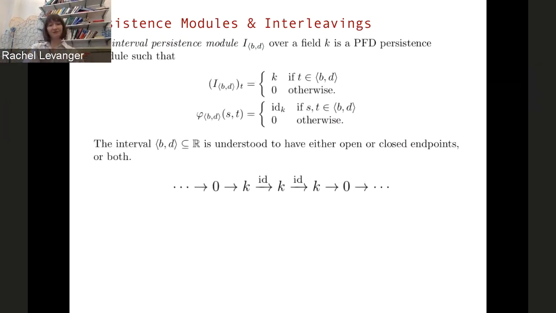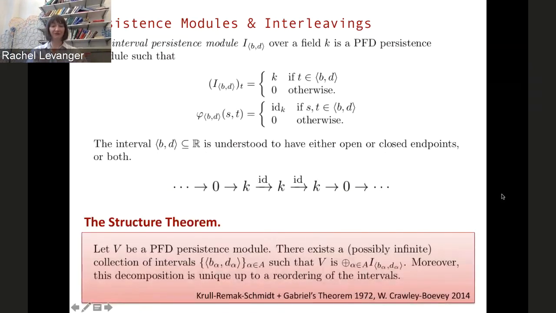We're also going to pay attention to special persistence modules called interval persistence modules. I'm going to go through this a little quickly because I think most people who would watch this video would know this part, and if you don't, you're probably not going to learn too much from just the talk. So I'm just going to try and go through this a little quickly so we can get to the meat of the theorem. But you have these interval persistence modules that are essentially 0 up until you get to your field K, and then from then on you've got identity maps until you hit 0 again.